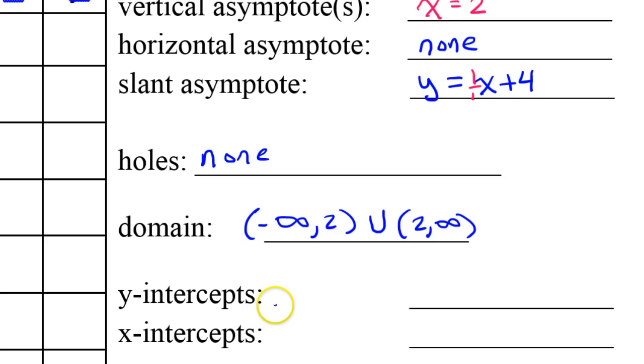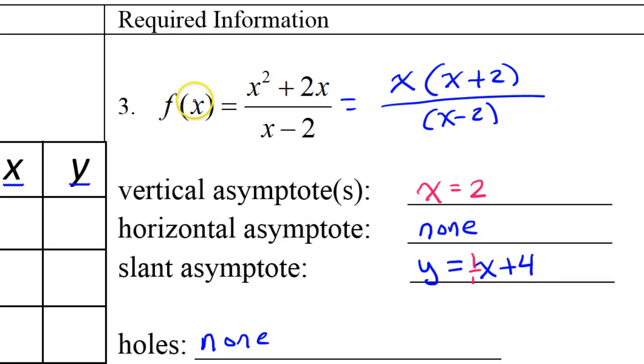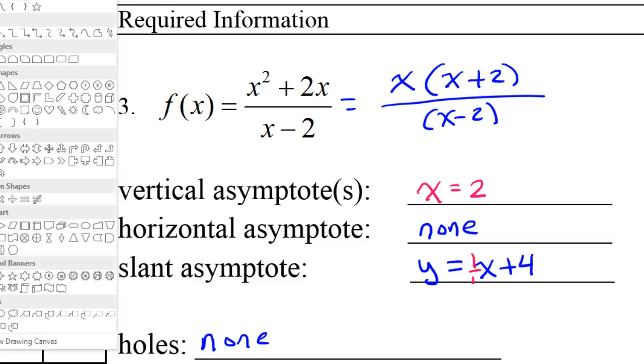Now for the intercepts. Remember, the y-intercept is always 0, comma something, and the x-intercept is always something, comma 0. So that means if I want to find the y-intercept, I let x be 0. If I want to find the x-intercept, I let y be 0. Okay? So, looking at this function over here, remember that this f of x is like a y.